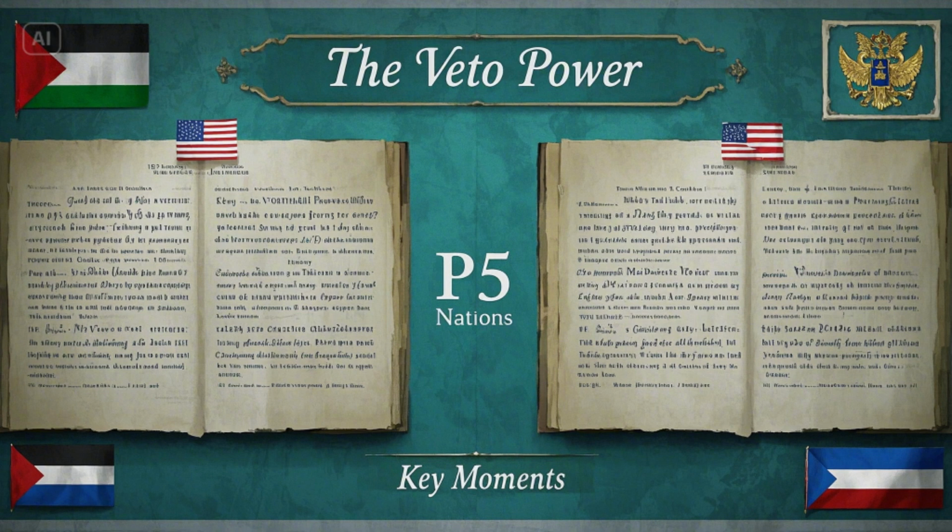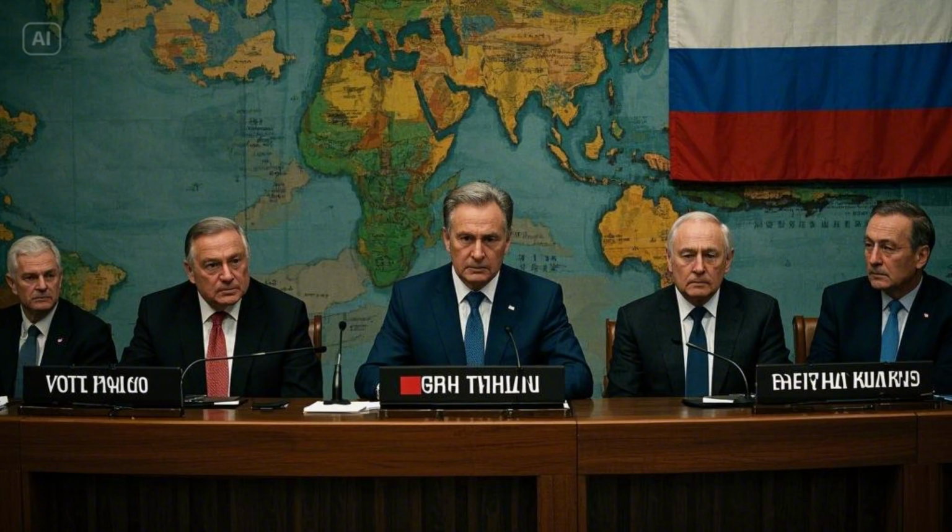Any of these 5 can block any resolution they don't like. This means the UN often fails to act in major global crises. So, why did they give themselves this power? Because they didn't want to be stopped. The Security Council was designed not to serve the world, but to serve the powerful.